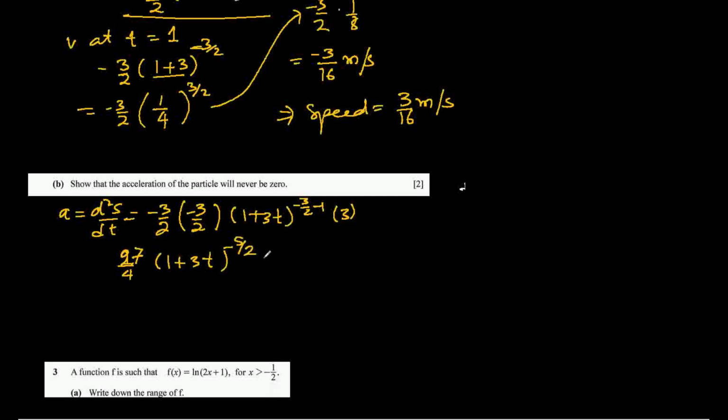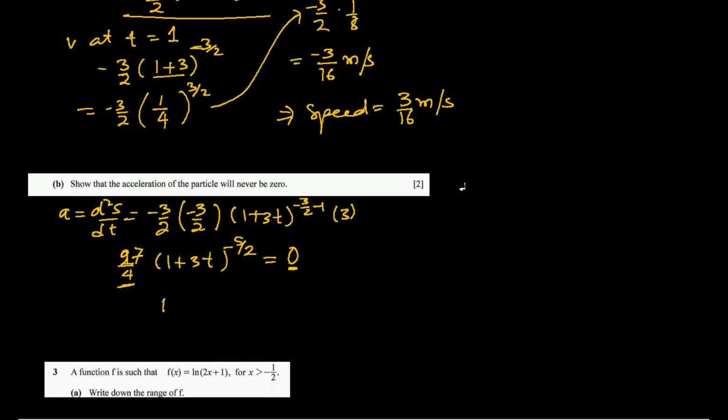This should not be equal to 0. It would prove that it is never 0. So let's make it 0 and then show that it has no solution if it is 0. So 27 over 4 is a constant. It cannot be 0, so ignore it. Focus on this one, 1 plus 3t. Let's make the exponent positive here as well.